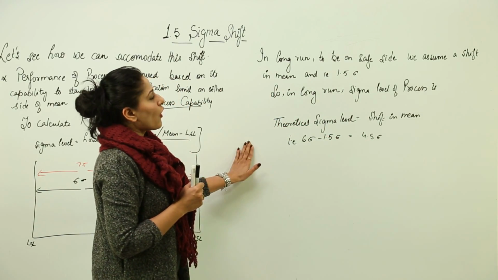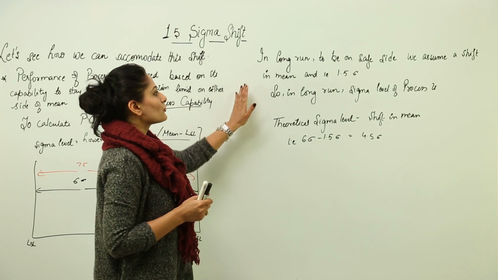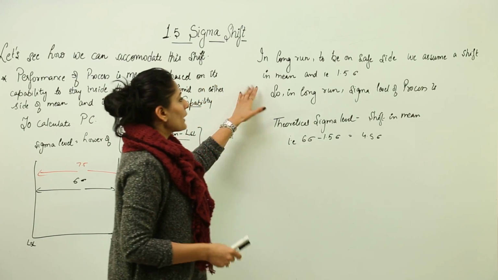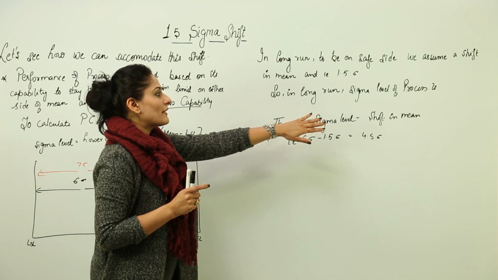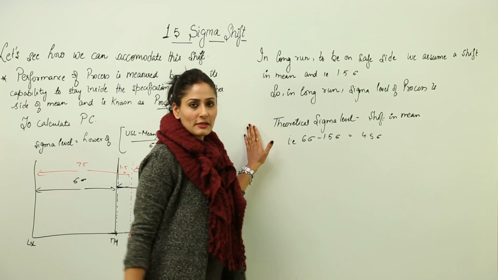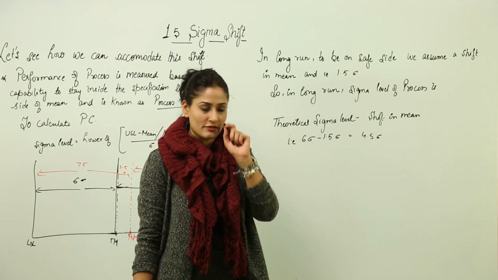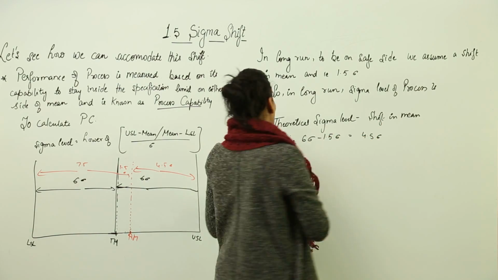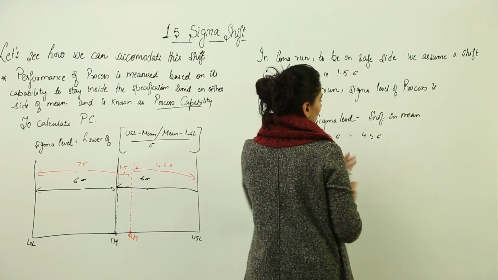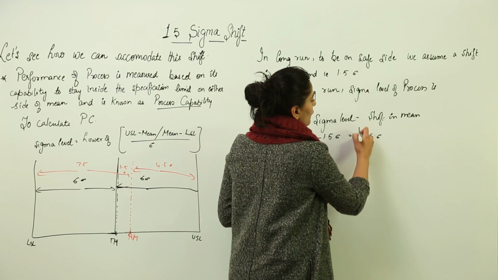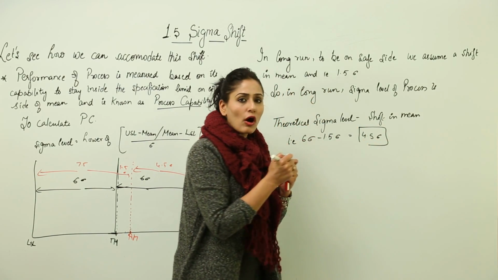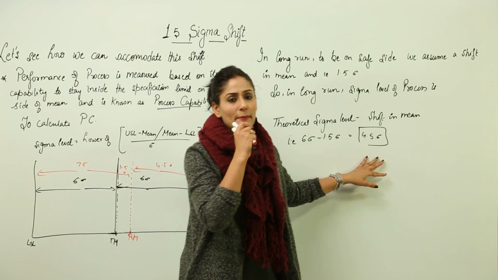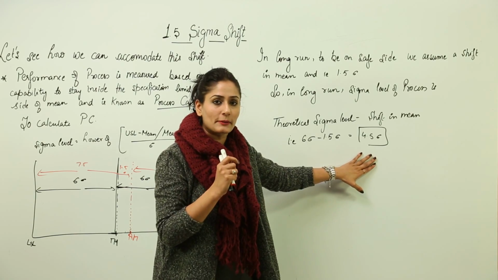So in the long run, to be on the safer side, we assume a shift in the mean, which I've already told you is 1.5 sigma. In the long run, the sigma level of the process would be the theoretical sigma level, which was 6, minus the shift in the mean, that is 6 sigma minus 1.5 sigma. I have already shown you here. So the answer is 4.5 sigma. In the long run, my process would be working at a capability of 4.5 sigma.